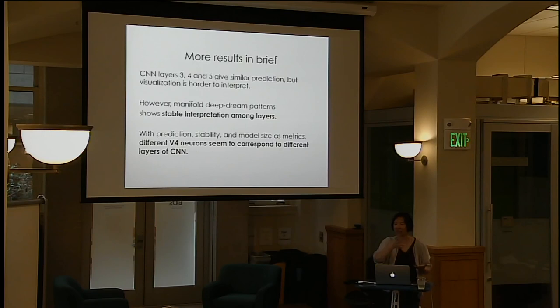That's very artificial. This is pretty much neuroscience-based. So now we end up with 18 models, if we use layer 3, layer 4, and layer 5. They all give very similar prediction performance.